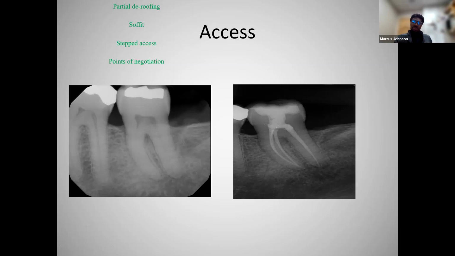Or sometimes you may not even need to have that tooth restored, but I'm always in constant conversation with the general dentist, and we're kind of deciding what's really best for the patient at that time.